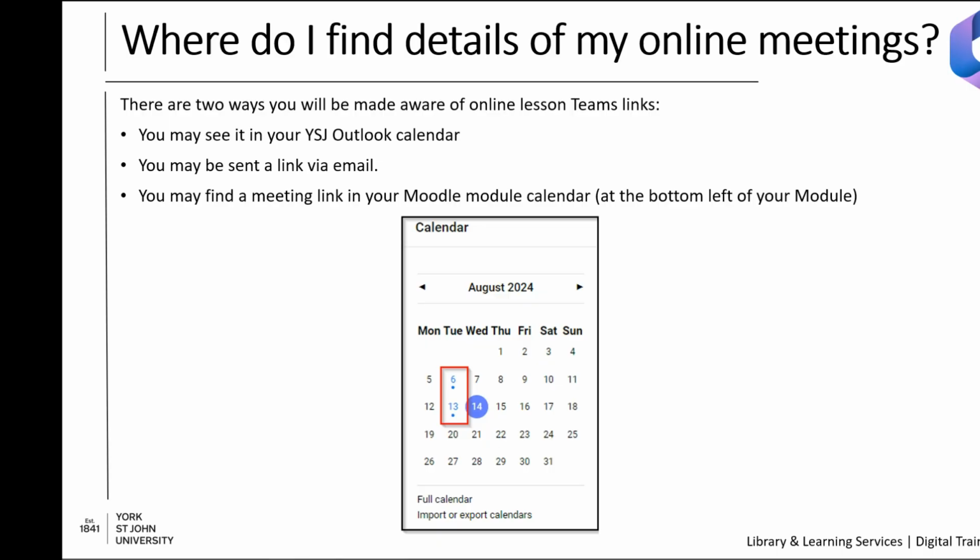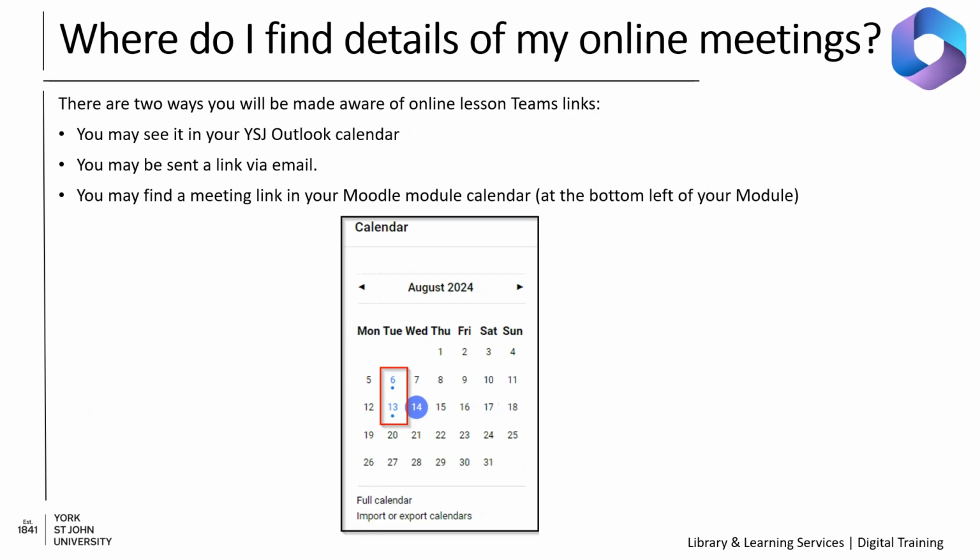If you've got online sessions to attend, you'll either find the link to them in your Teams app, your York St John Outlook calendar. You may have an email with a link in, or you might find the meeting link in your Moodle calendar, which is at the bottom left-hand corner of Moodle.